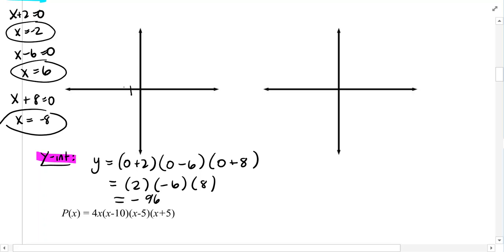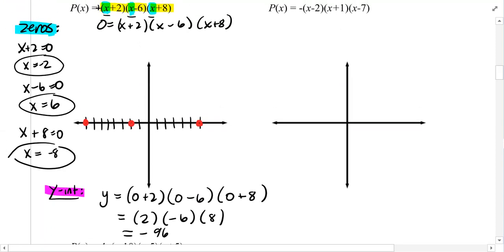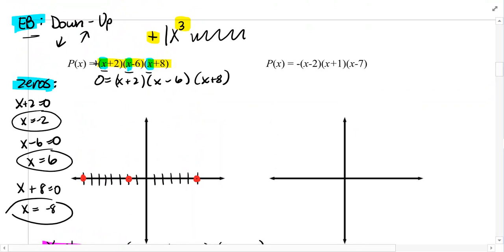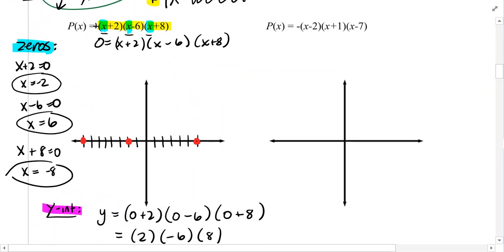So now I'm going to take these three pieces of information that I have. So I'm going to go 1, 2, 3, 4, 5, 6, 7, 8. 1, 2, 3, 4, 5, 6. So these three zeros, negative 2, positive 6, and negative 8, all correspond there. Now, the fact that my end behavior here is down up, that's going to go, this side's going to go down forever. This side's going to go up forever.